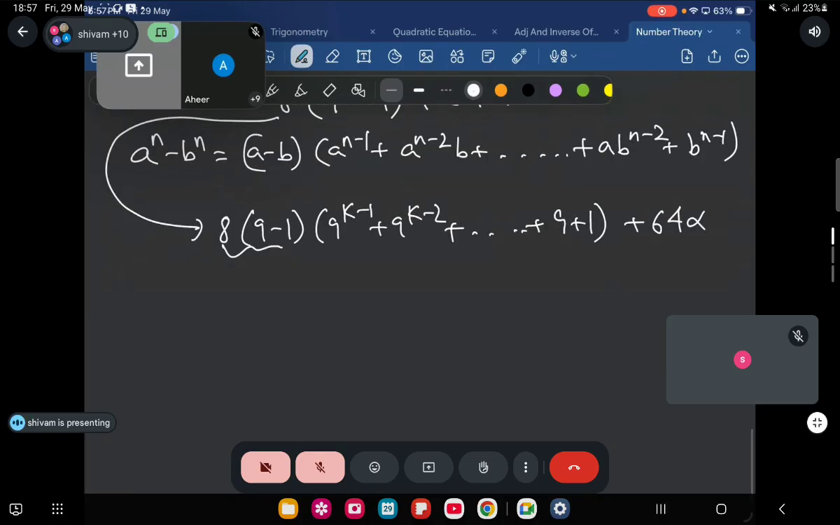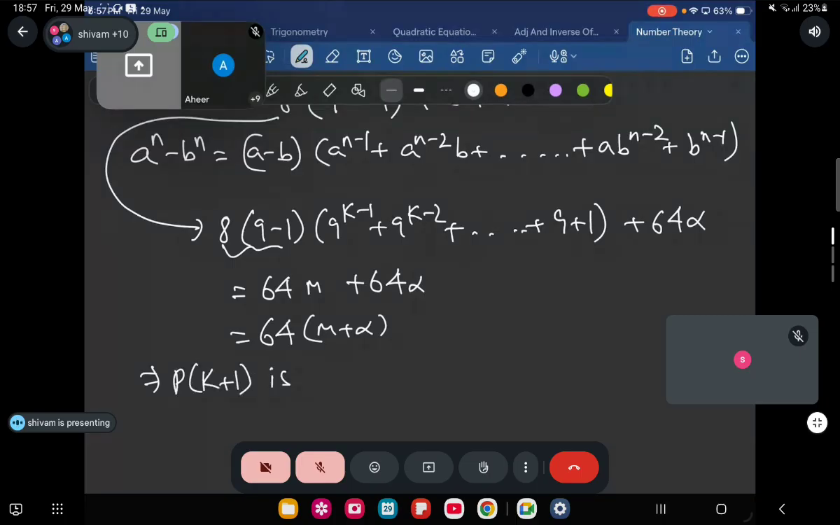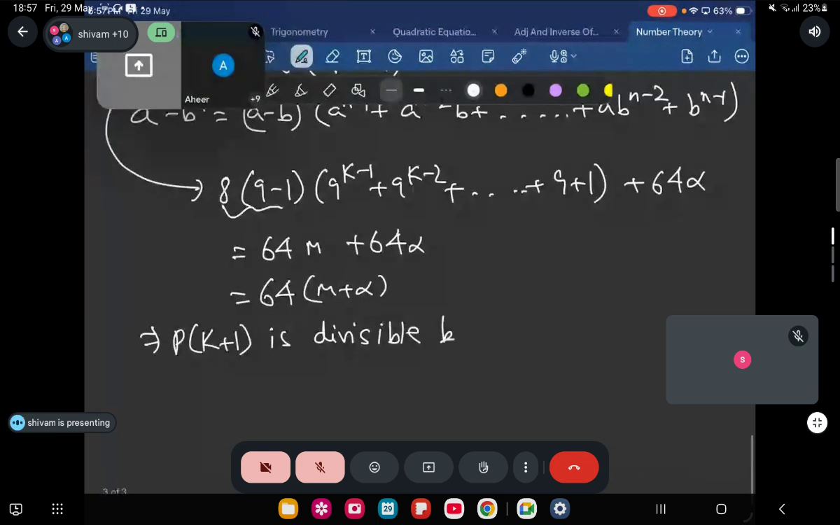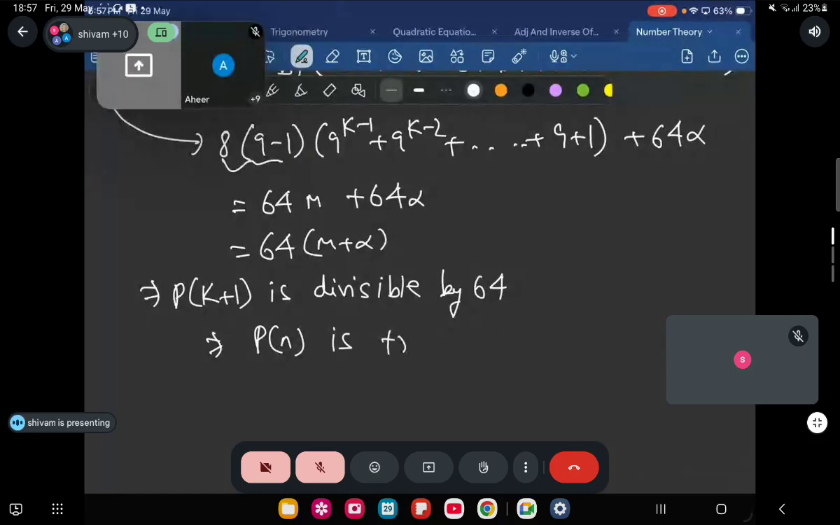You see, this is 64 into something. Let us say this is 64 into m plus 64 into alpha. Further, you can take 64 common. So this implies P(k+1) is divisible by 64. This implies P(n) is true for n equal to k plus 1, and hence for all n belonging to natural numbers. Anyone having any doubt, you can ask me now.